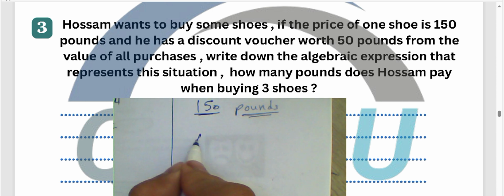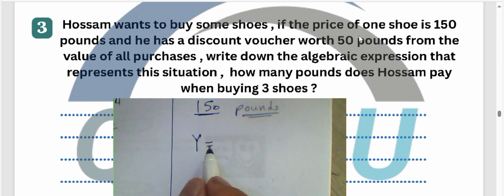He paid for 3 shoes. Sam wants to pay for some shoes, the price of each one is 150, and the discount is 50 pounds from the value of the purchase. What is the algebraic expression that represents the situation? How much does Sam pay for 3 shoes?